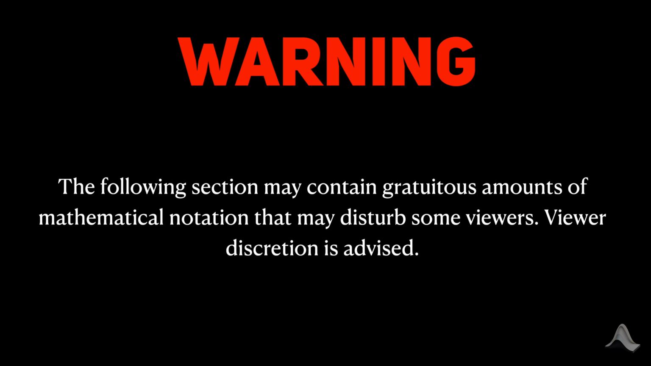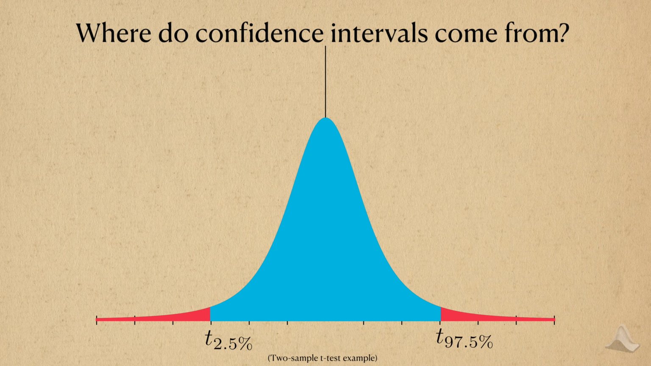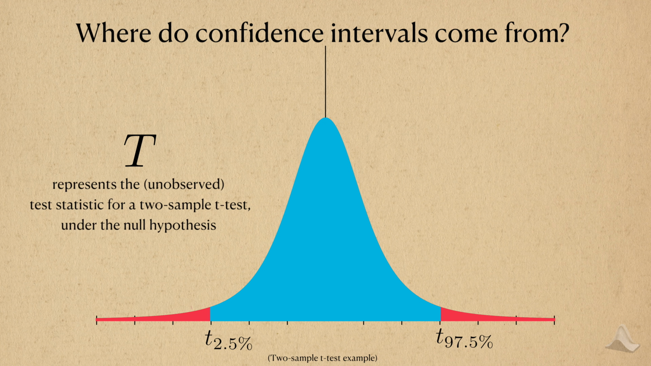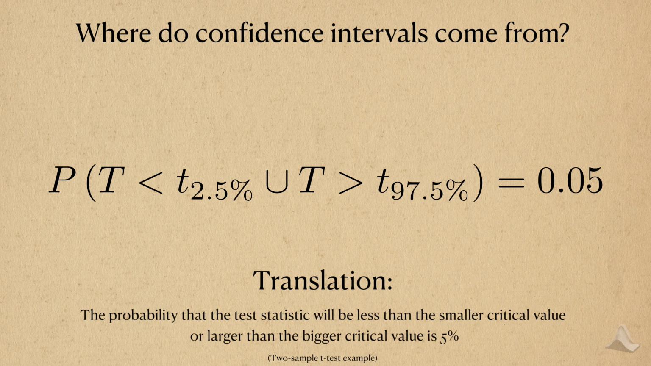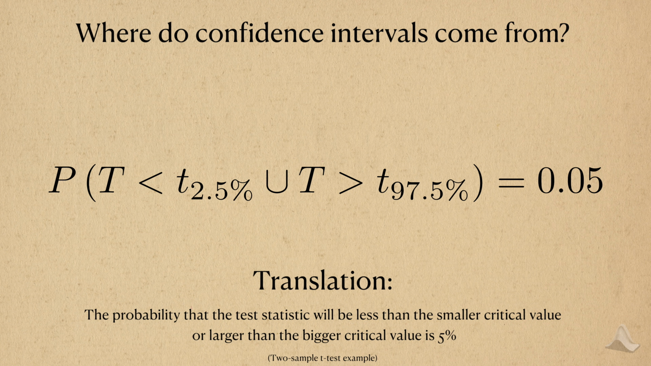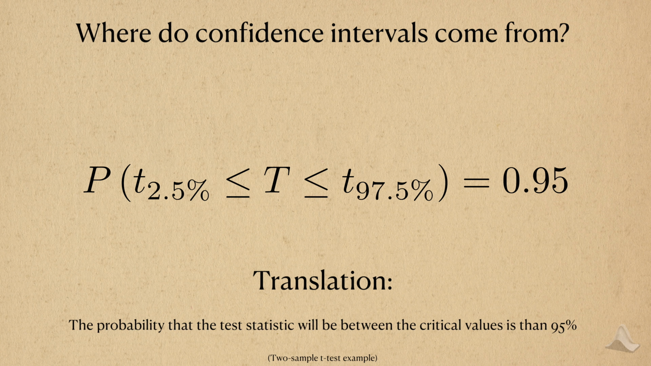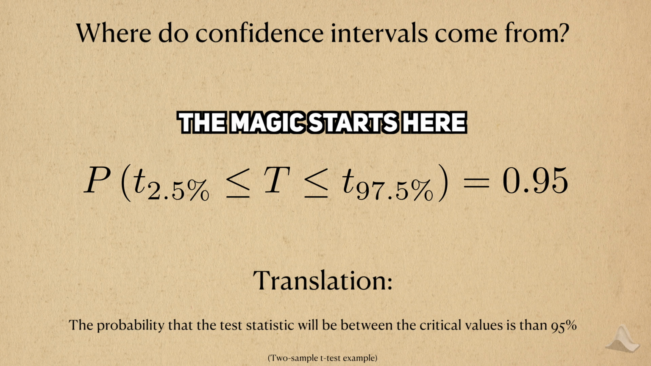I'm going to talk notation a bit, so if you don't like mathematical notation, take some time to get mentally ready. We learned earlier that the two critical values are the 2.5 and the 97.5 percentiles of the t-distribution. Let's say that this capital T represents the test statistic for a two-sample t-test under the null hypothesis. By definition, the probability that our test statistic will fall outside these two percentiles is 5%. Conversely, the probability that it will fall between the percentiles is 95%, and this statement will be our starting point.